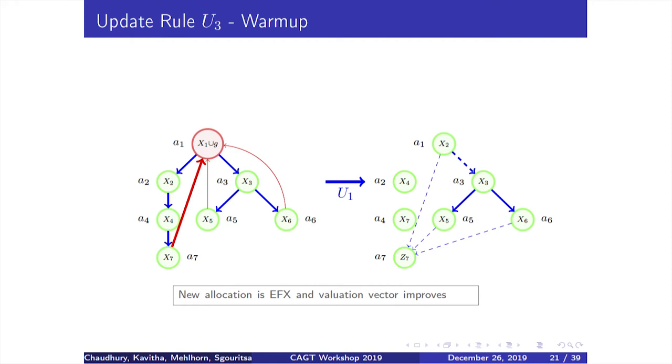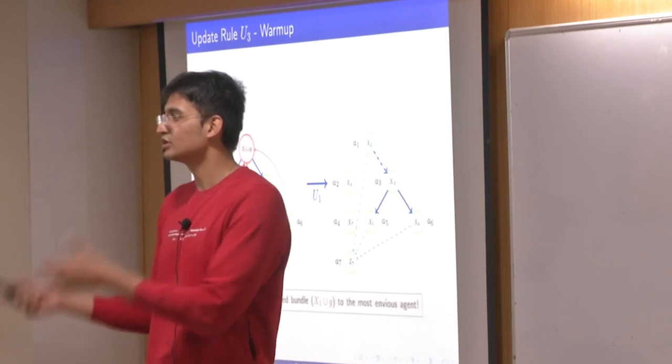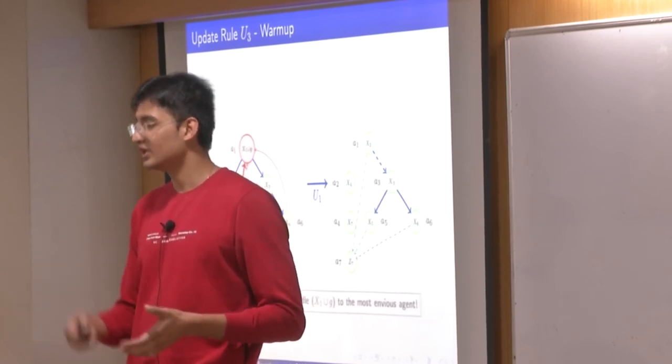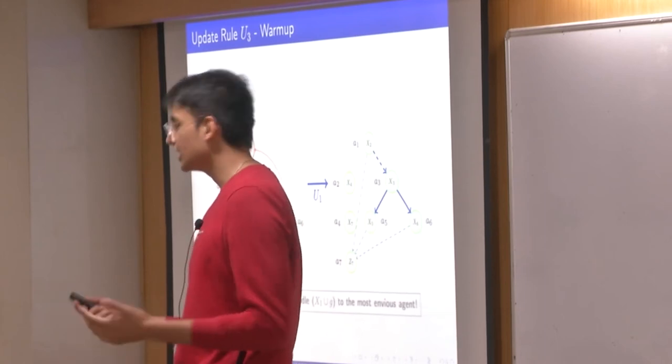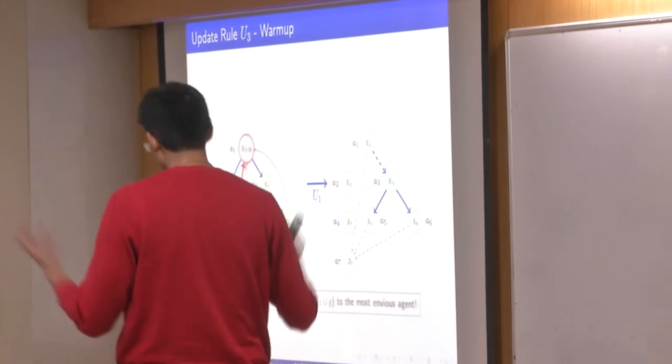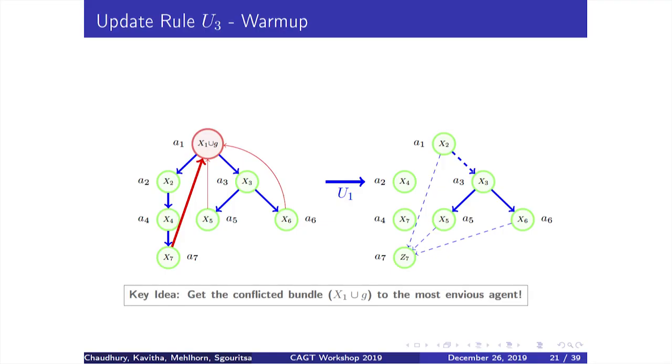So what was crucial here? The crucial thing is that if there is a conflicted bundle, we should be able to get it to the most envious agent without decreasing the valuation of anybody else. If this conflicted bundle is the pool, it is very easy to do because I can just exchange. If the NV graph has just one source, even then I can get this conflicted bundle to the most envious agent and still do my tricks.